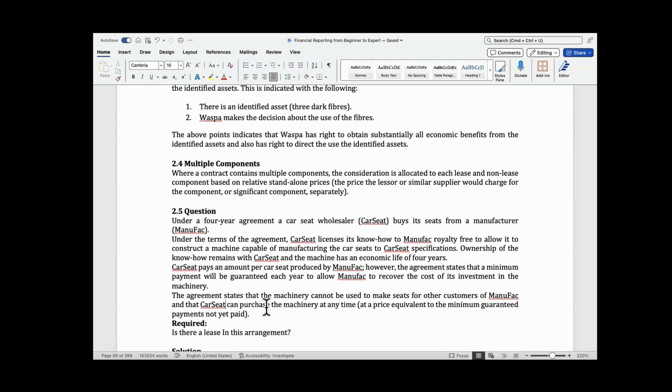Just that this particular contract now, there is also a normal purchase agreement. There is a non-lease component, which is car seat buying seats from manufacturer normally. So that goes to show that this is really talking about where lease is just part of the contract. Okay.